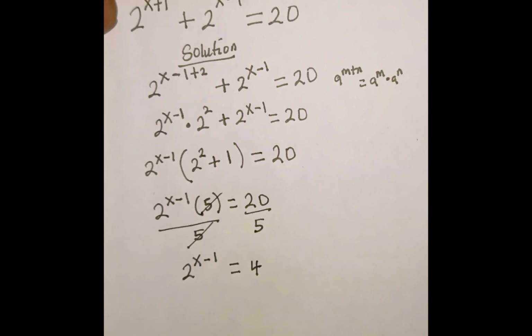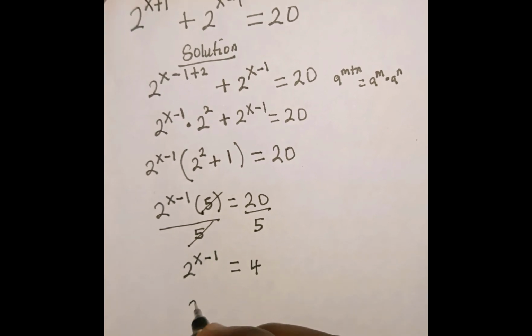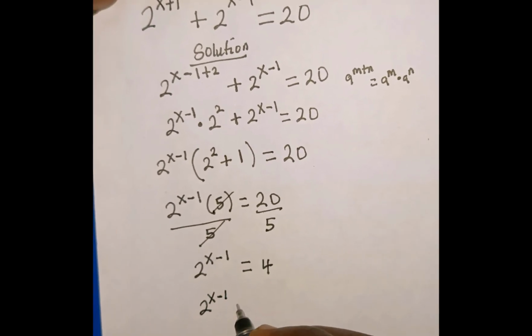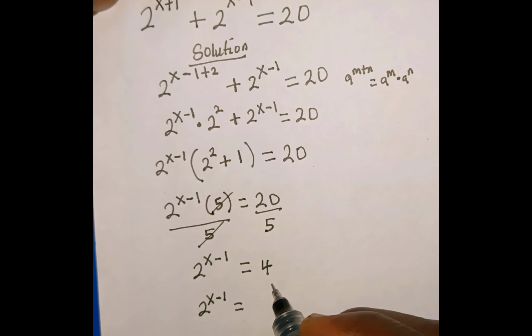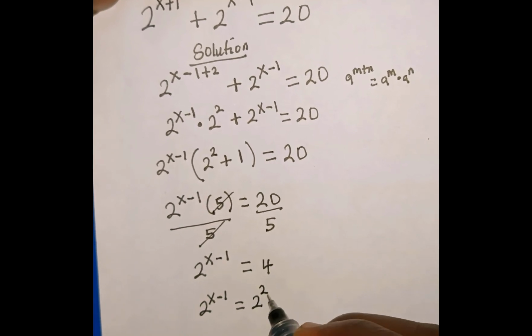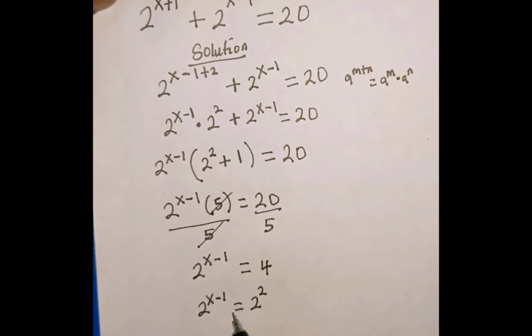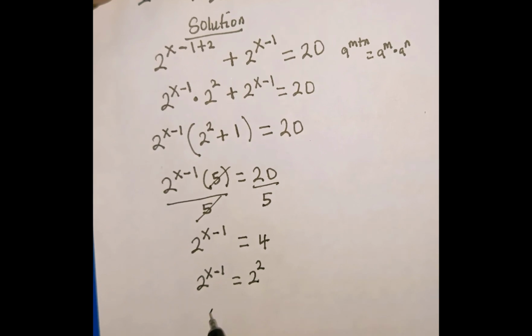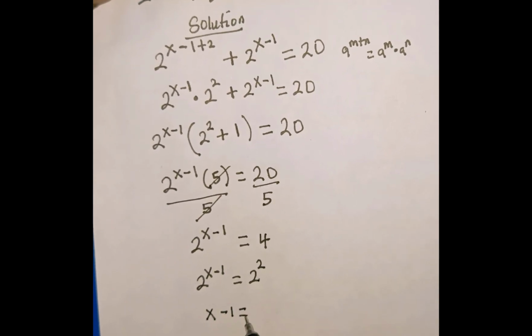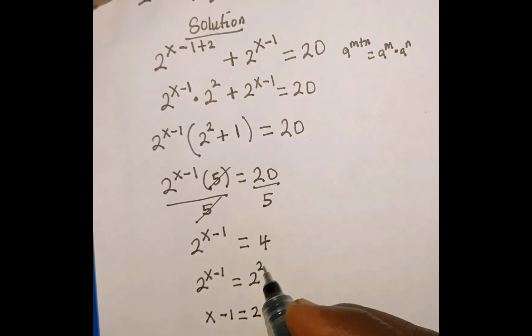So the first term is 2 raised to the power of x minus 1, which is equal to 4. In index form to the base of 2, 4 is the same as 2 raised to the power of 2. Now we have successfully made the base the same because 4 is the same as 2 raised to the power of 2. And recall, whenever the base is the same, the power is also the same. So now we're going to equate the power. The first power is x minus 1, which is equal to the second power, which is 2.